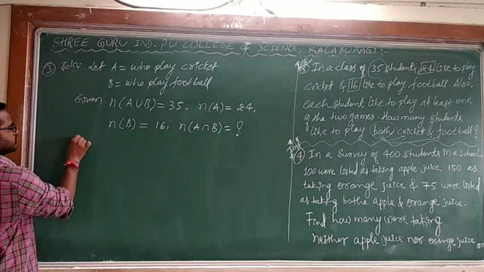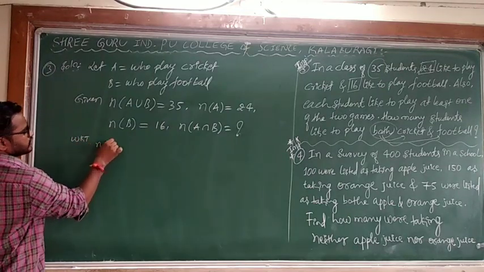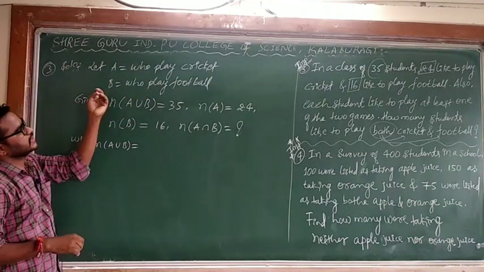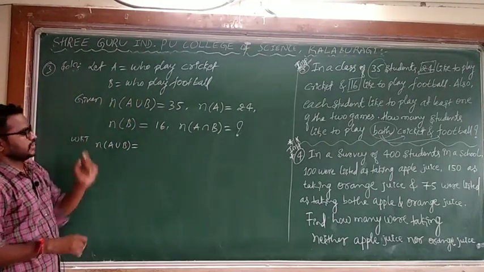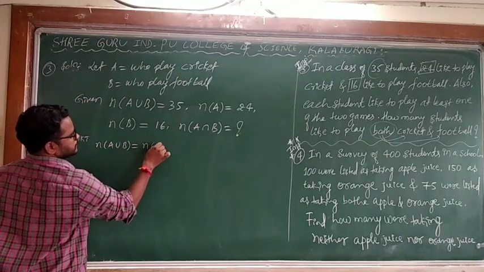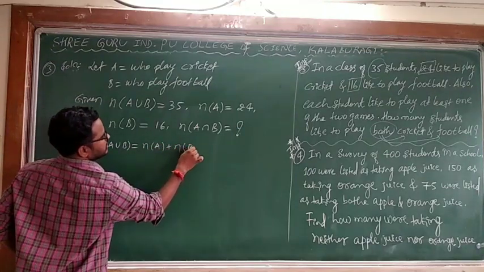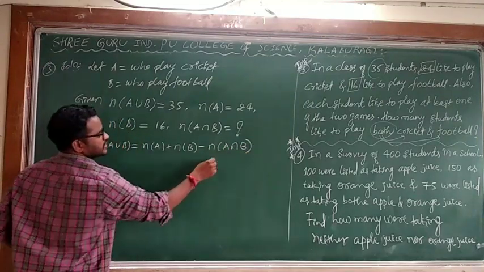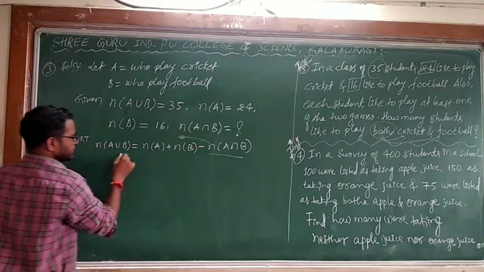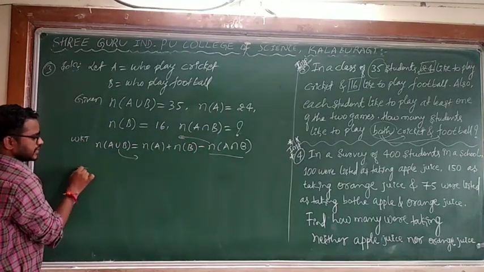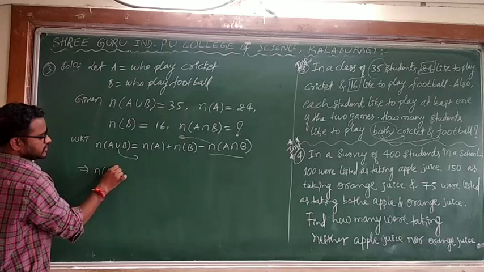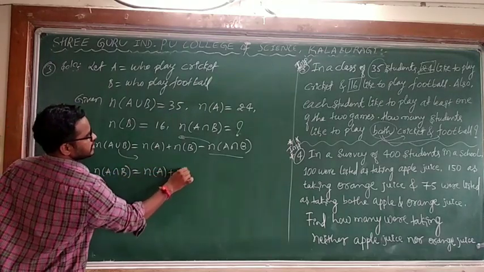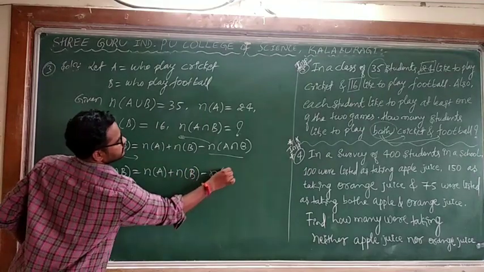Now we know the formula: N of A union B. Originally I took A as those who play cricket and B as those who play football. So N of A union B is equal to N of A plus N of B minus N of A intersection B. What is the required thing? Required thing is this, so you take this side and take LHS as RHS. It implies N of A intersection B is equal to N of A plus N of B minus N of A union B.